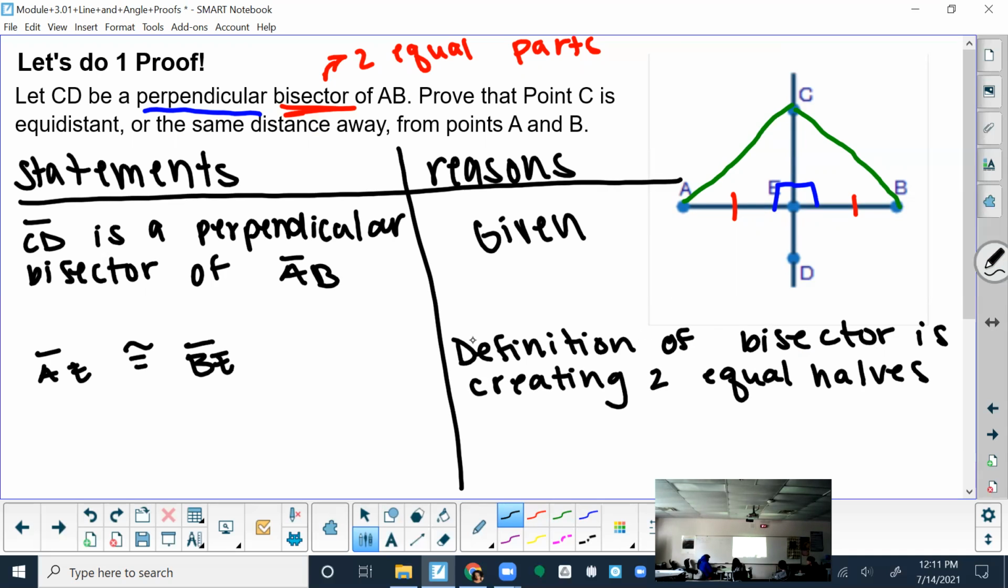All right, so the definition of bisector is creating two equal halves. That's how we know that this line is the same as, or congruent to, this line.